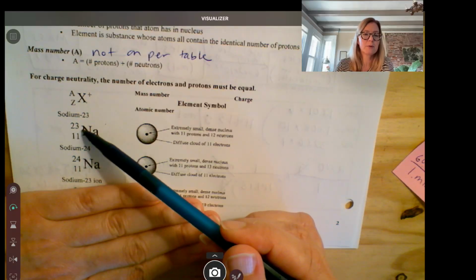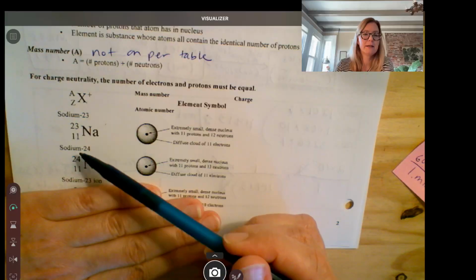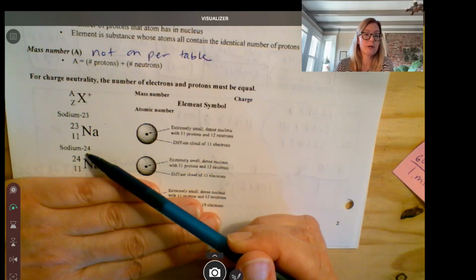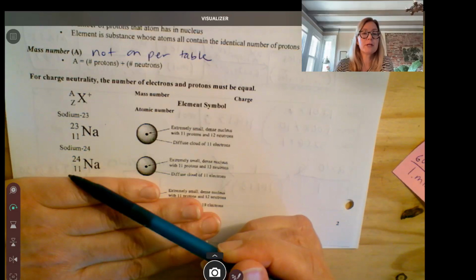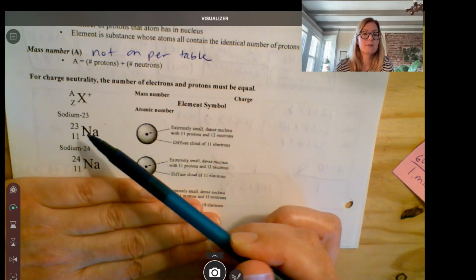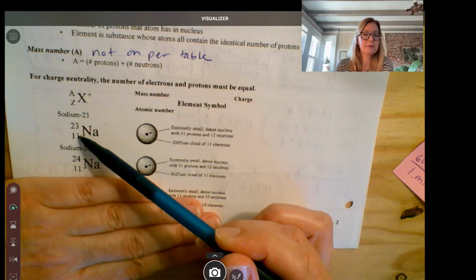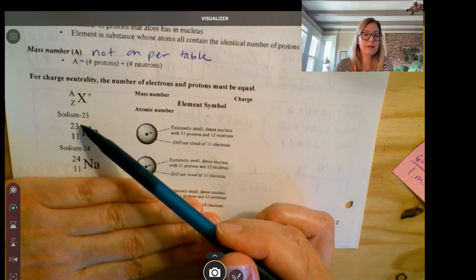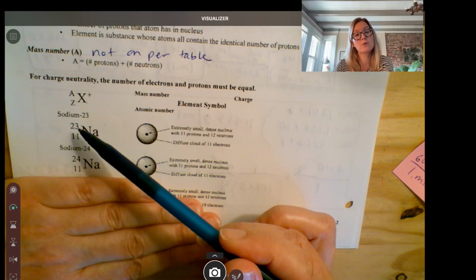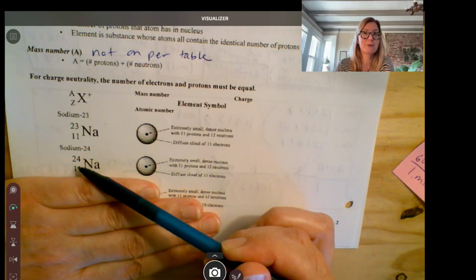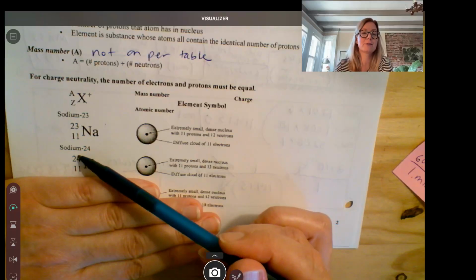This one has a mass number of 23. We call it sodium 23. This one has a mass number of 24. We call it sodium 24, okay? And that's because this one has an additional neutron, okay? So the protons and the neutrons need to add up to the mass number. So the protons are the atomic number. So there's always 11 protons. That means this one has 12 neutrons because 11 protons plus 12 neutrons adds up to 23. Whereas this one has 13 neutrons because 11 protons plus 13 neutrons adds up to 24.